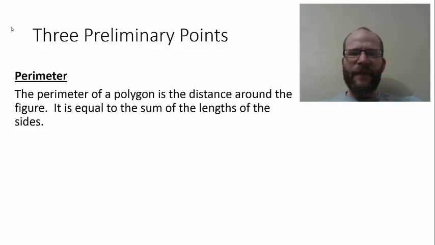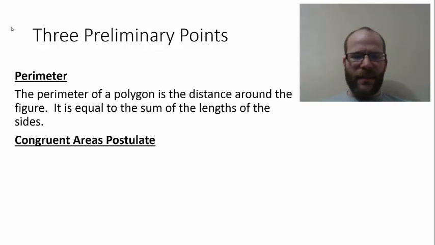The perimeter of a polygon is the distance around the figure, always equal to the sum of the lengths of the sides. The reason we'll need that, aside from the fact that it's useful to know how to calculate, is that when we get into some of the more complex polygons and try to calculate their area, we will need to know what perimeter is in order to do so.